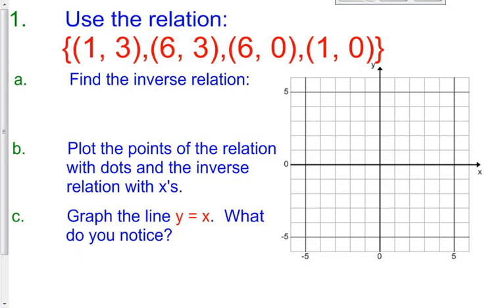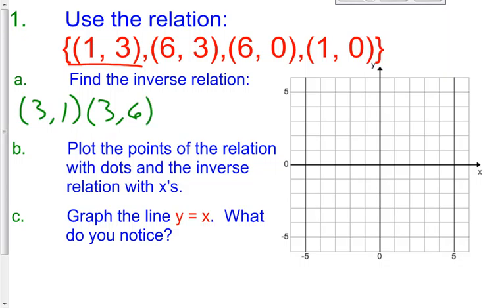So let's take a look at number 1 now. Let's use this relation. Letter A says find the inverse of the relation. So what we're going to do, class, is just switch around the x, y ordered pair. So here we have (1, 3). To find the inverse, it is going to be (3, 1). Pretty basic so far. (6, 3), we're going to write down (3, 6).